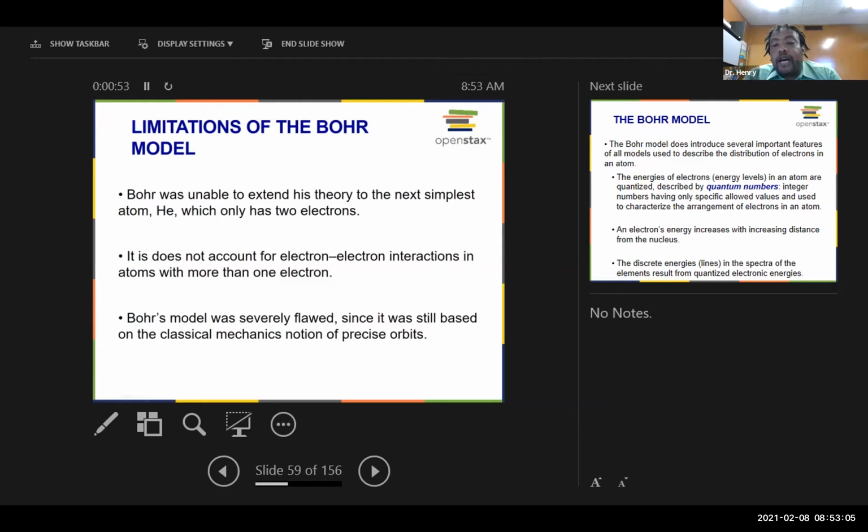So I said, can you guys hear me? I'm in my office, so it's kind of weird. Why do you think Bohr's model for all of the other atoms, other than hydrogen, failed? How does hydrogen differ from all of the other atoms?